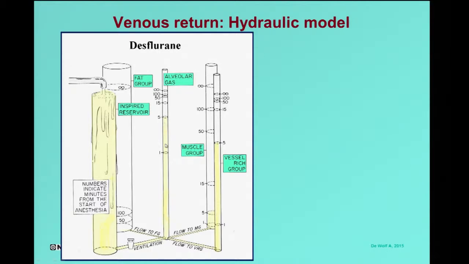I have the inspired reservoir, which is not really realistic here, but we have alveolar gas, or FA. We have the vessel-rich group, which includes the CNS. We have the muscle group, and we have the fat group. And during our anesthetic, these containers will gradually get filled up. And the ones with a lower time constant, which means smaller capacity and higher perfusion, will get filled up faster.